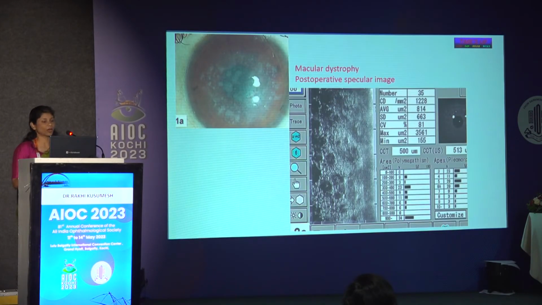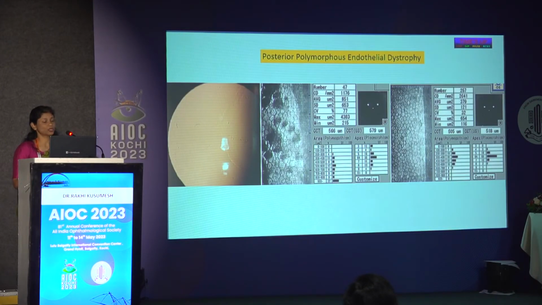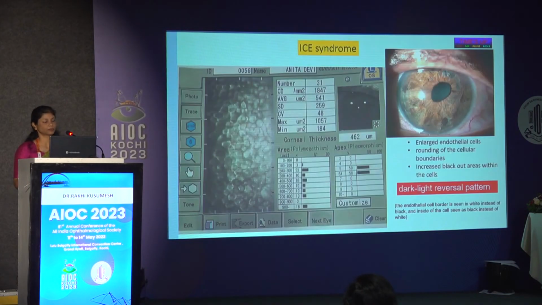This is a case of macular dystrophy. Here you can see that many dropout areas are present, and because of the presence of this kind of endothelial cells, now people are preferring PK rather than deep lamellar keratoplasty in macular dystrophy. This is a case of posterior polymorphous endothelial dystrophy. Here again we see some dropout areas, and we have to correlate this finding with the slit lamp picture, and only then can we make this diagnosis.